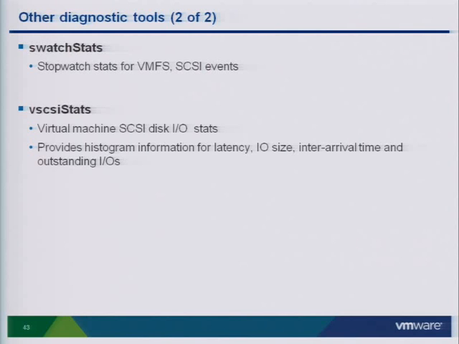So vSCSI stats is a tool collected from the virtual SCSI layer in the VM, where we can collect histogram details: what is the IO size on average that I'm seeing? What are the different IO sizes that I'm seeing? What is the latency distribution? Out of the 100 IOs that I issued, how many fall into less than 5 milliseconds? How many fall into greater than 10 milliseconds? You can get advanced diagnostic information using this tool.